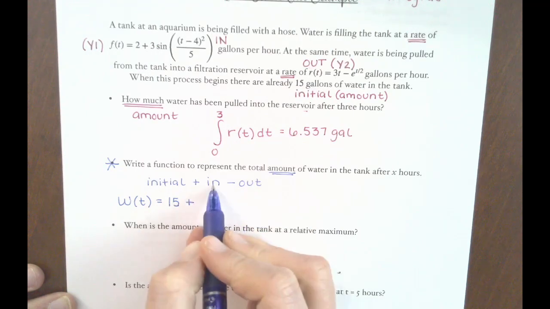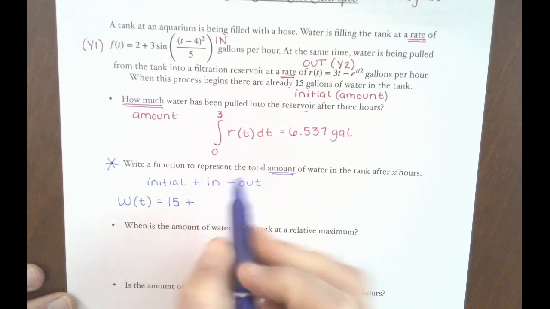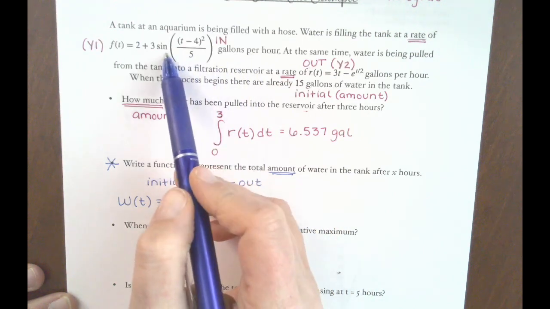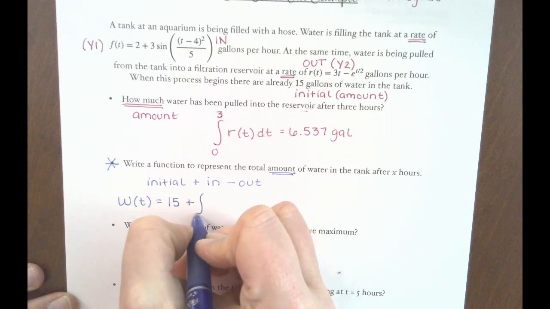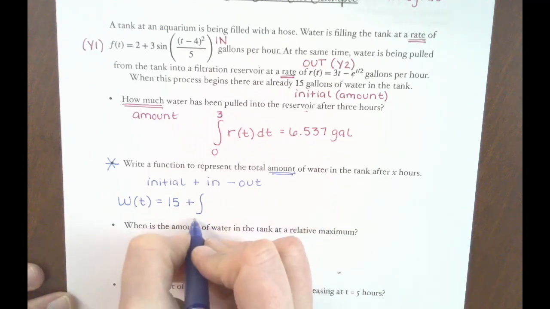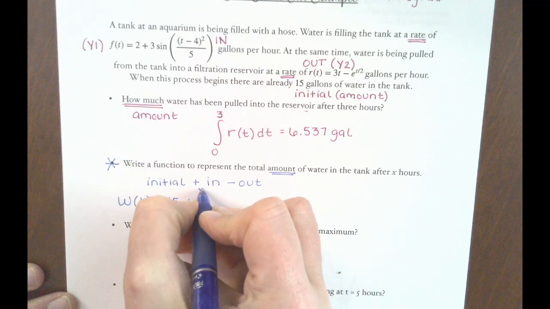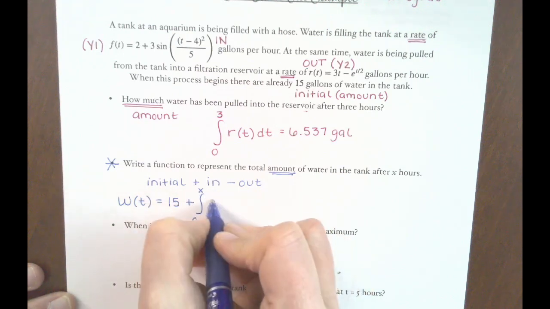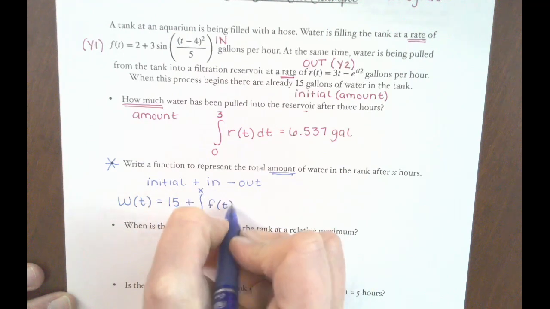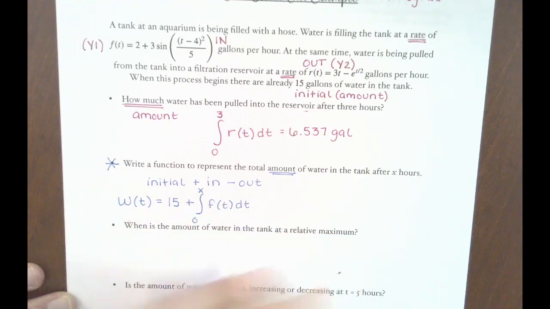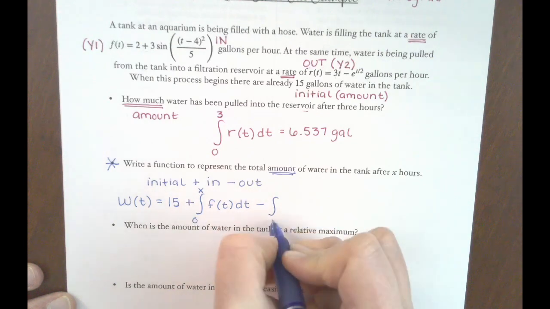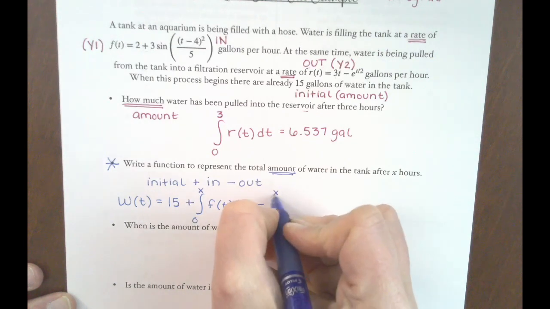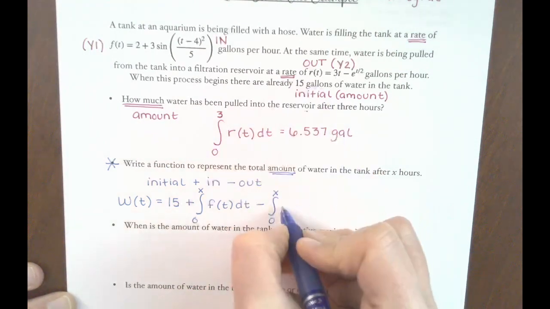plus the amount of water that has been poured in. Remember, this is the rate that the water has been poured in, so I'm going to integrate it. And if I want to go after x hours, this is going to be from 0 to x of F of t. And then I need to subtract the water that came back out. So the water that came back out, I'm also integrating from 0 to x, but that's the R of t function.